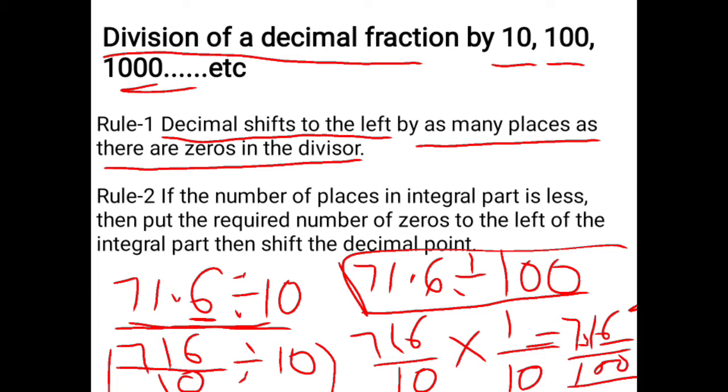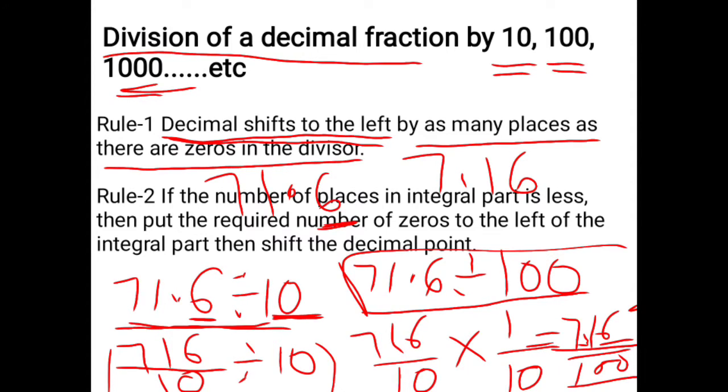So directly we can say that when we are dividing by any number like 10, 100 or 1000, which number has zeros in the last, then we just simply shift the decimal point to the left side. How many places? As many places as the number of zeros there are. There is only one zero. So I am shifting in the answer. Answer will be 7 decimal 16. So we shift only one digit because as initial the number was 71 decimal 6.